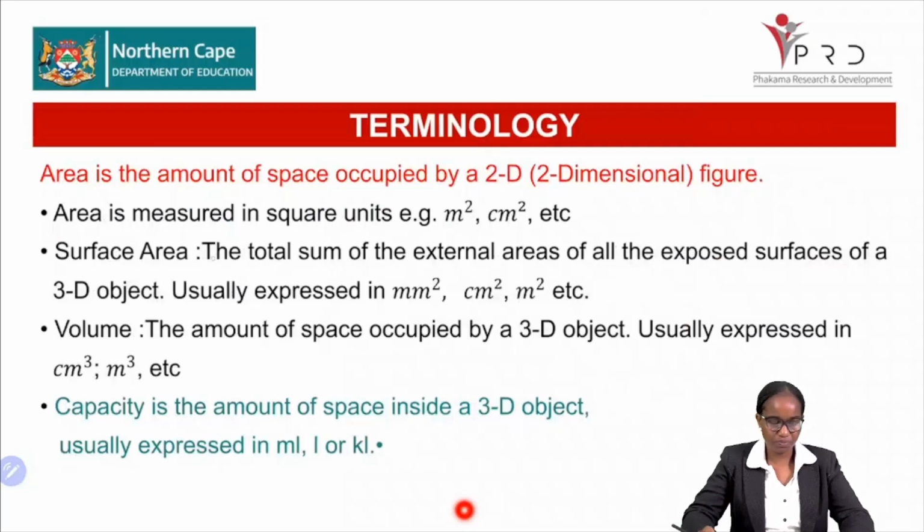And volume is the amount of space occupied by a three-dimensional object, usually expressed in cubic units, your cubic centimeters, your cubic meters. Capacity is the amount of space inside a 3D object, and it's usually expressed in terms of milliliters, liters, and kiloliters. Well, capacity usually has to do with the measurement of liquid.